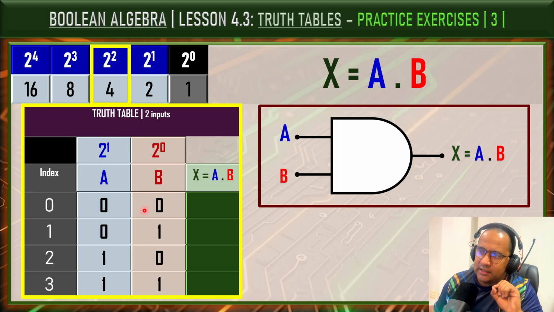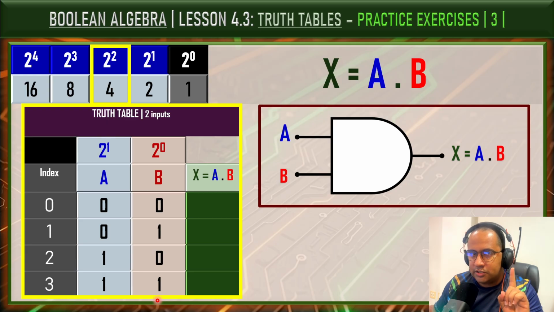Before doing that, let's briefly recall the behavior of the AND operation. In Boolean algebra, the AND operation is represented by the multiplication symbol. However, this is not an arithmetic multiplication. Instead, the output becomes 1 only when all inputs are equal to 1. Any combination containing at least one 0 results in an output 0, okay?